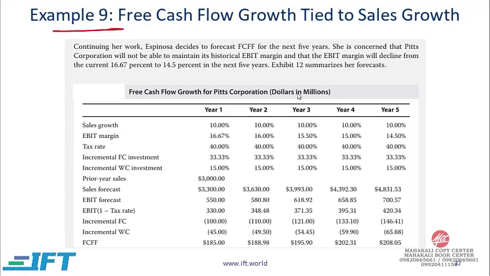Okay, example 9 is related. This connects with what I was just saying. Our analyst now believes that the margins will come down and we don't need to work through all these numbers, but notice here that EBIT margins are coming down, but what's happening to incremental fixed capital investments? They are still staying at 33% and 15% of the sales growth. So you can then come up with your free cash flow to firm estimates.